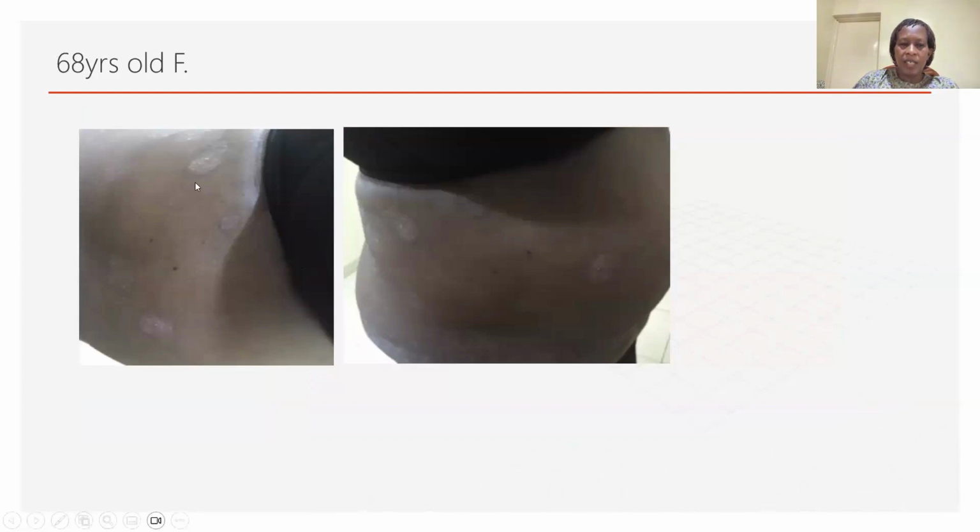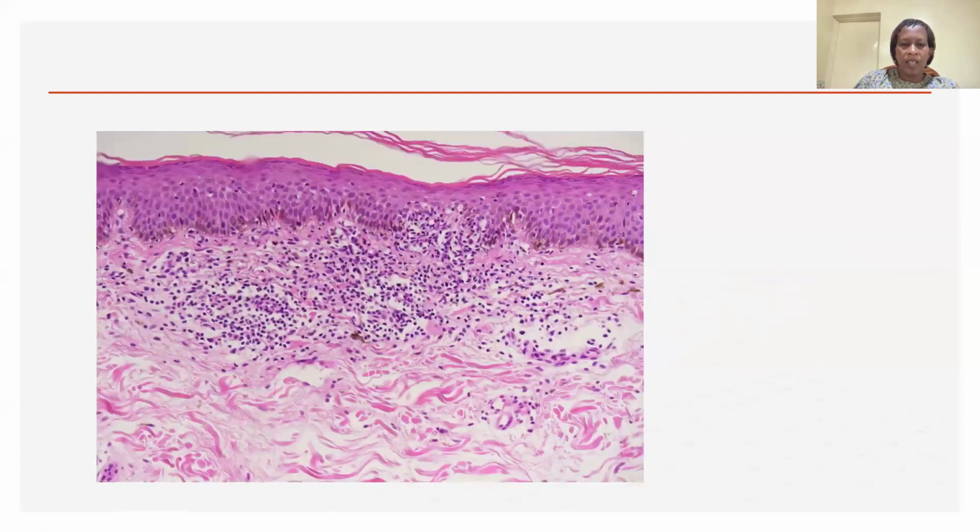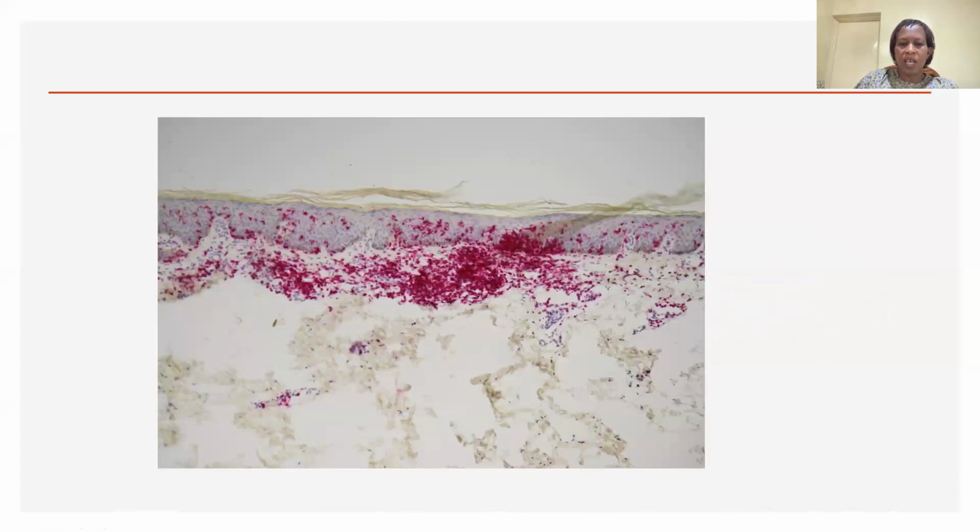The next case is a 68-year-old female who consulted for multiple patches and plaques on her trunk, of which differentials could be psoriasis, mycosis fungoides or parapsoriasis. A biopsy was taken, and it showed basket weave orthokeratosis, parakeratosis, and inflammatory cells, which is cell-rich with lymphocytes with involvement of the epidermis. We did CD4 and CD8, and this is CD4 positivity, showing that there is epidermotropism in the epidermis. And mycosis fungoides was confirmed.